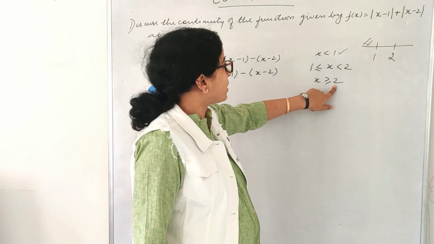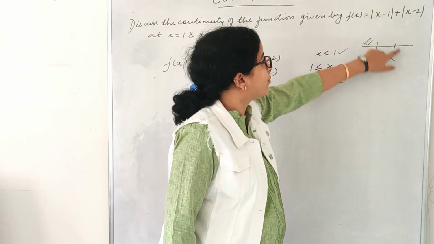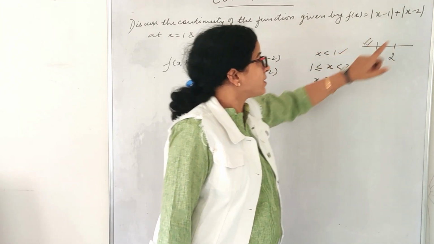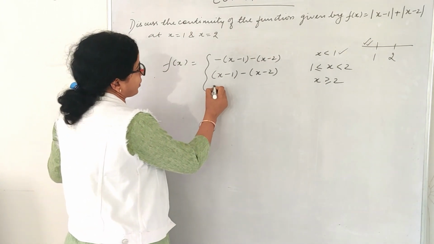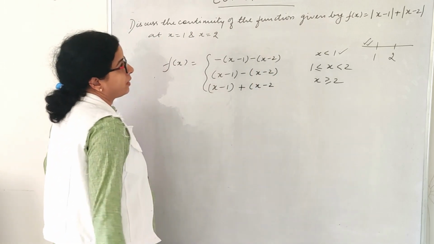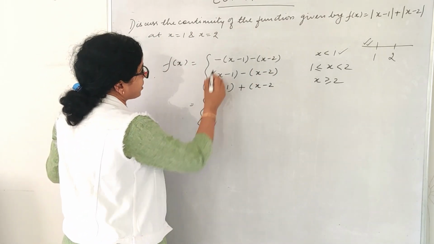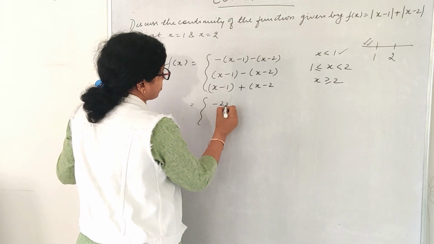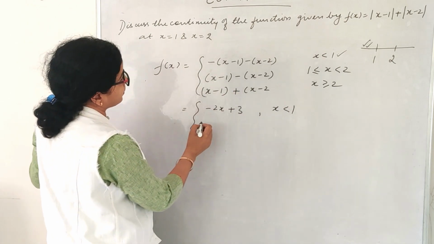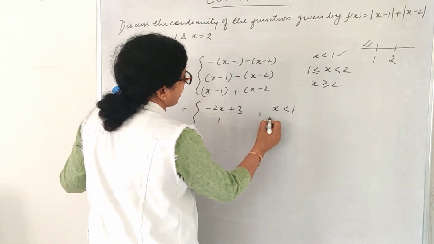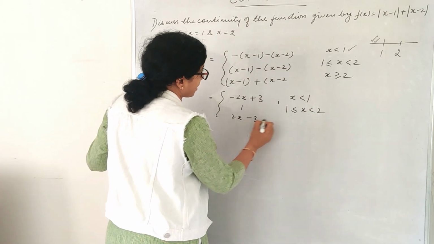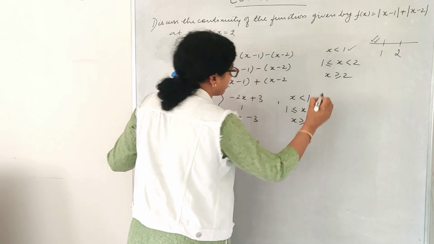When you are substituting a value greater than 2, say for example 3 or 2.1, both the places you will get the positive answer. So substitute here. So how I can write here (x minus 1) plus (x minus 2). Right? So how can I define my function? Now solve this. So I am getting minus 2x plus 3 when x is less than 1. I am getting here 1 when my x lies in between 1 and 2, and it is 2x minus 3 when it is greater than equal to 2.